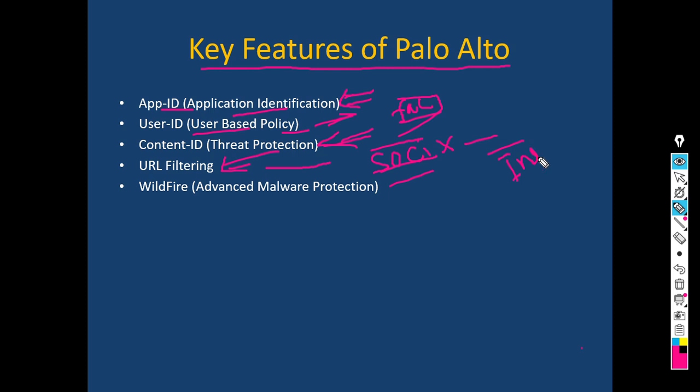Application identification also has advanced features, like we want to allow Facebook chat but block the complete Facebook page. That also we can do through application identification. There are a lot of things in application identification that we will discuss later.